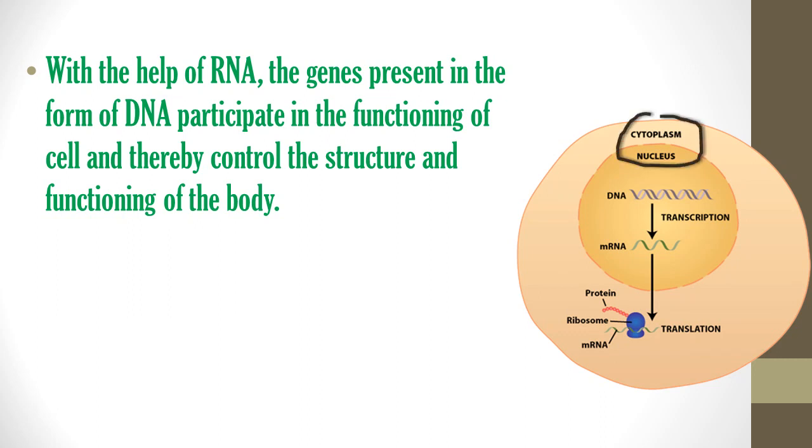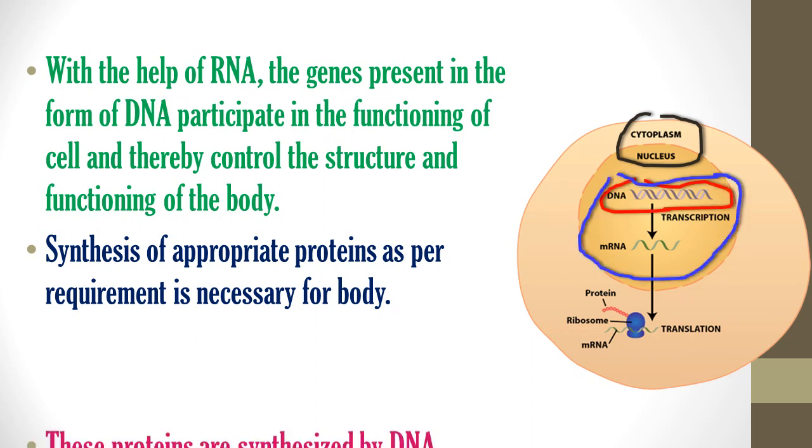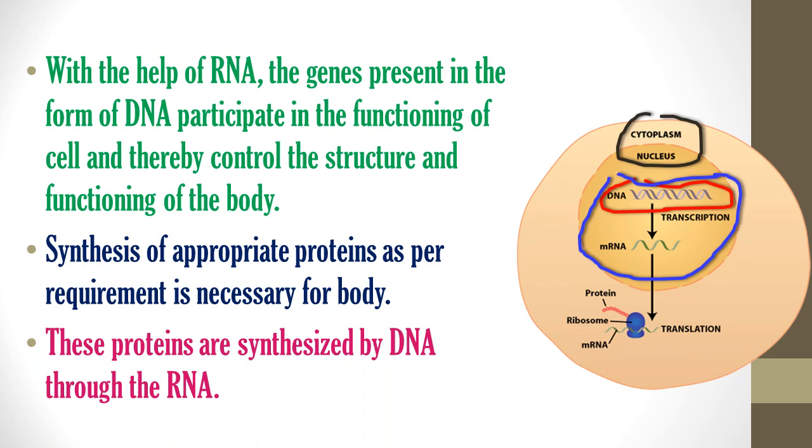Here you can observe the nucleus and cytoplasm. In the nucleus we have the genetic material, that is DNA. These proteins are synthesized by DNA through RNA, that is messenger RNA, and this process is called the central dogma. So what is the central dogma? It is that proteins are synthesized by DNA with the help of RNA, or messenger RNA. This is called the central dogma.